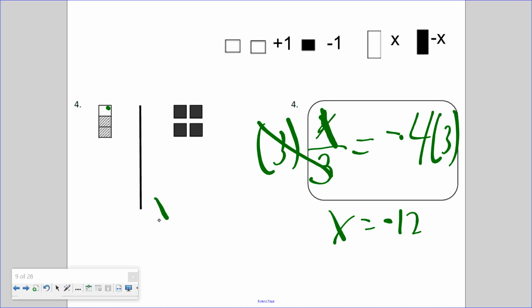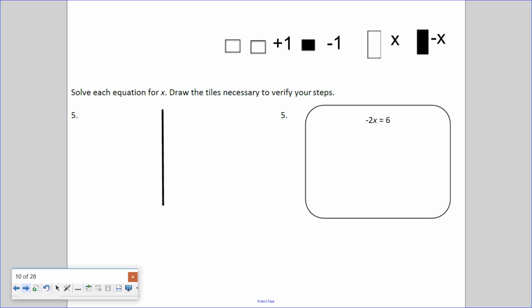To check my work, I substitute this x with negative 12. Negative 12 divided by 3 is negative 4. Check mark. So now, what if you are given the equation negative 2x equals 6?